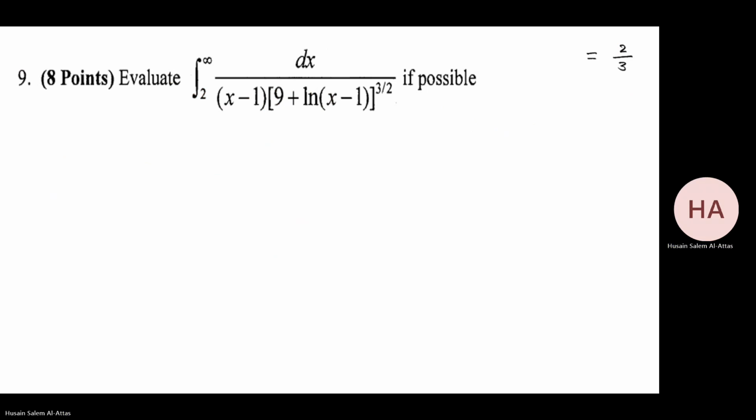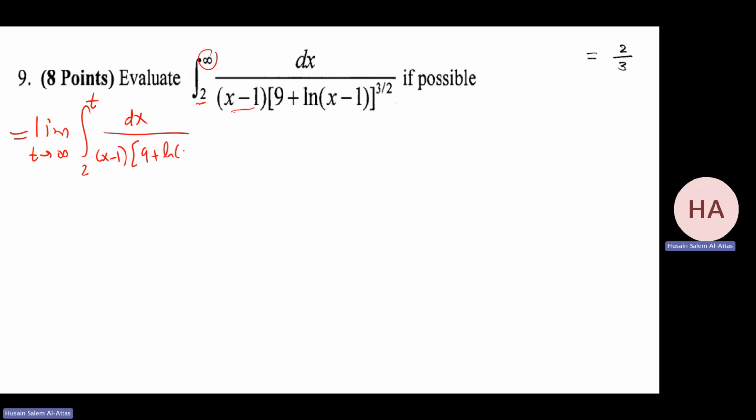This one, let us, yeah, my problem is just with the infinity. With the 1 I also have a problem, but I'm starting from 2, so I don't care about the 1. So that will be limit as t goes to infinity, from 2 to t, dx over (x minus 1) times (9 plus ln(x minus 1)) to the power 3 over 2. Yeah, for sure, I need to do this integral.